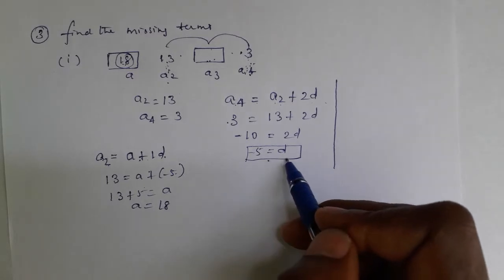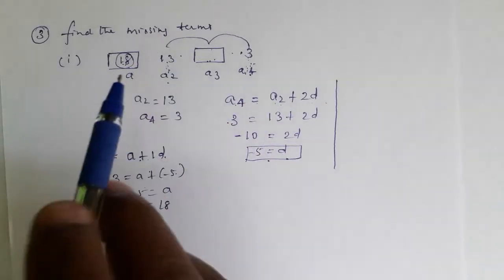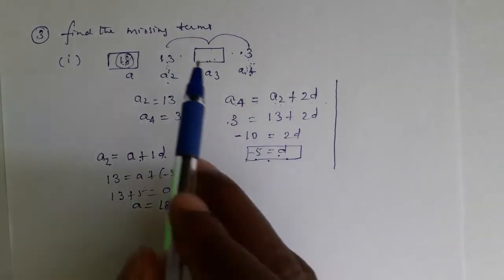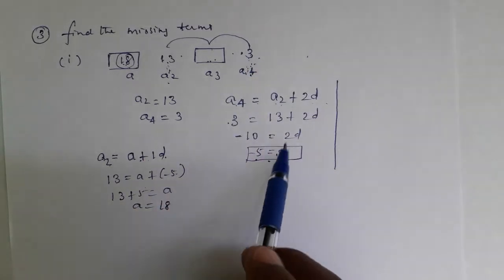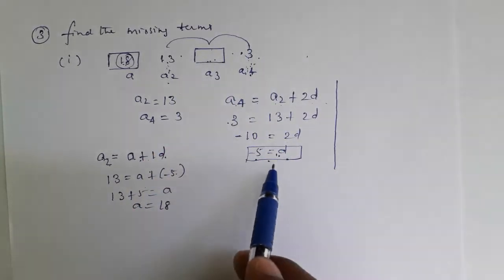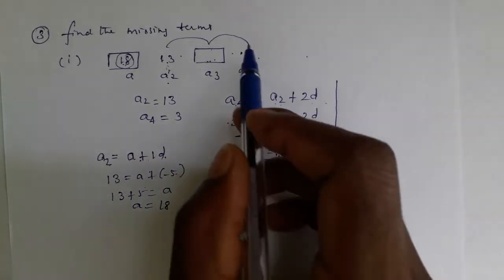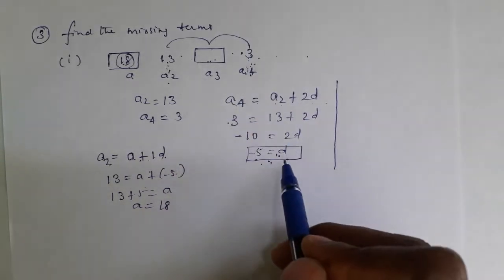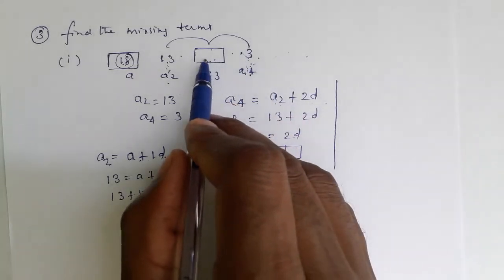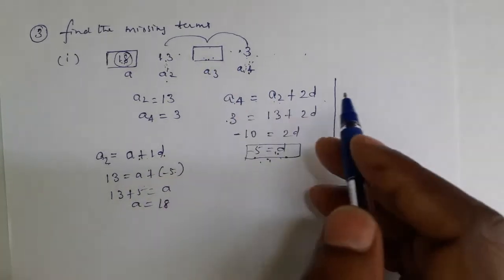That is, once we get the D, it is very simple. Remember always, once we get the D, to get the next number you have to add D, to get the previous number you have to subtract D. That idea. So remember, the D is minus 5. So if you want the fifth term, the minus 5 you have to add. If you want the previous number, minus 5 you have to subtract.